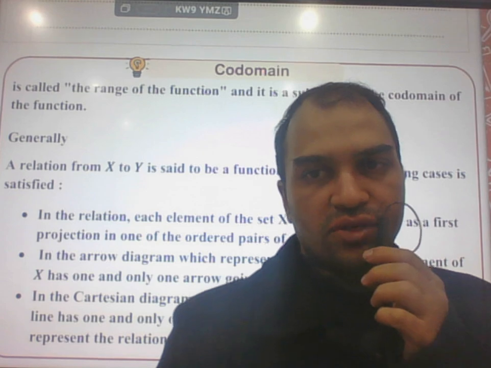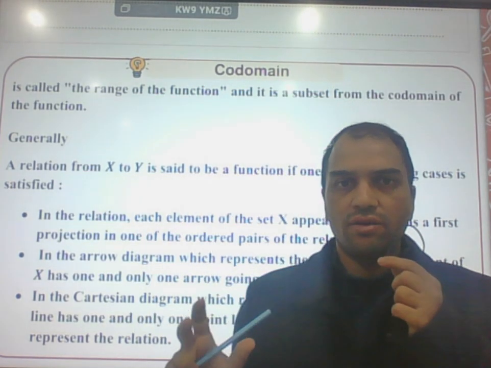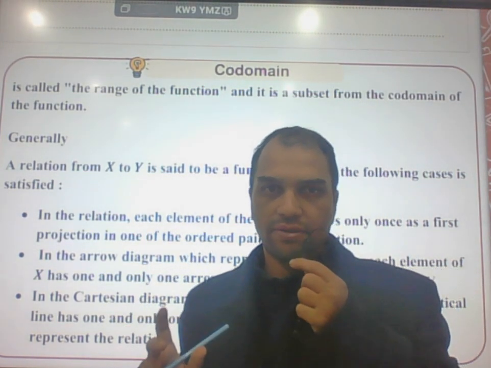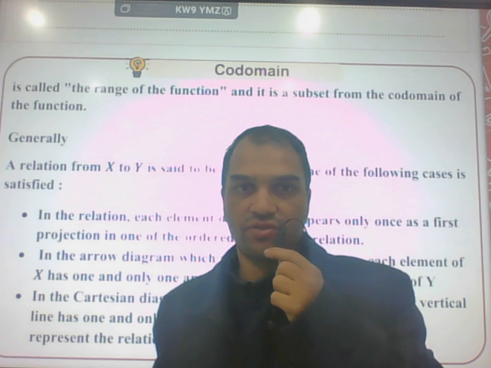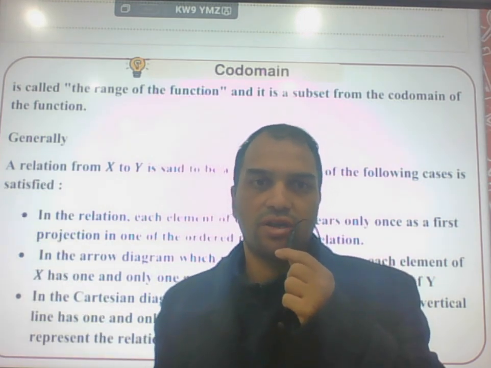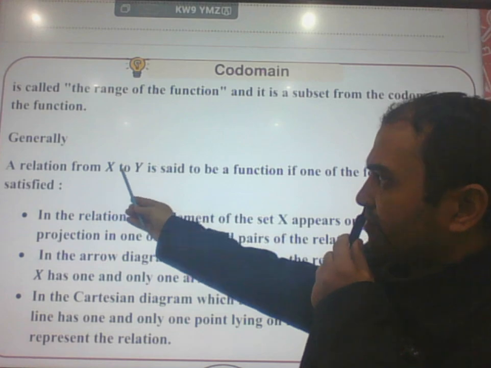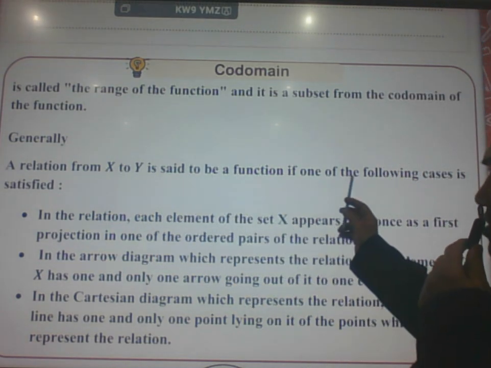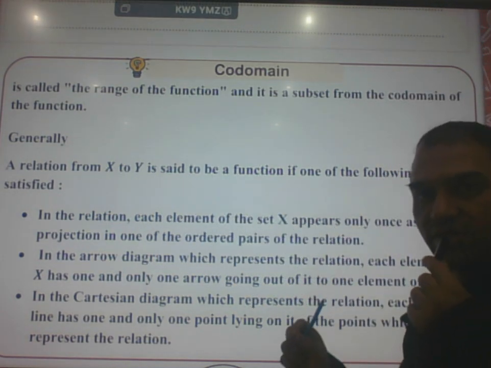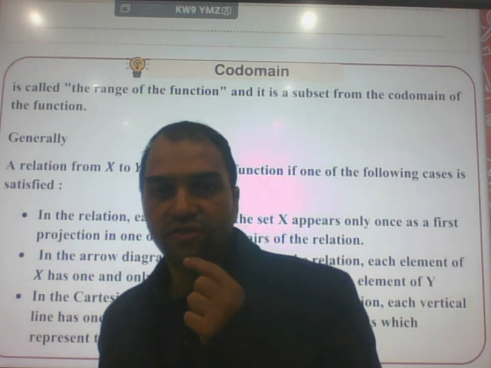We have the difference between domain and codomain. The domain, we call it x. X is the domain. And the codomain is the set y, where the images lie, all the answers in y. A relation from x to y we say is a function if each element in x has one image in y.